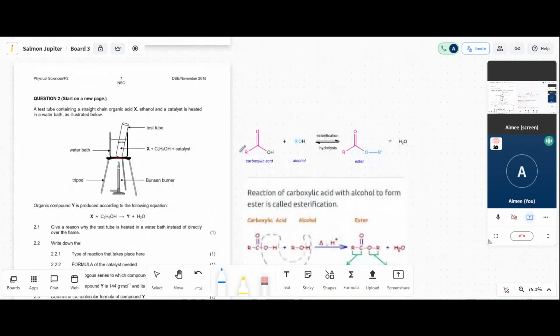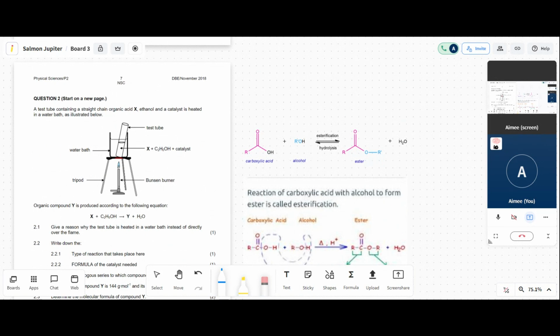Okay, let's move on to our next question. Question 2 says a test tube containing a straight chain organic acid X, ethanol, and a catalyst is heated in a water bath, as illustrated below. They give you the little diagram, and they say that organic compound Y is produced according to the following equation. Give a reason why the test tube is heated in a water bath instead of directly over the flame.